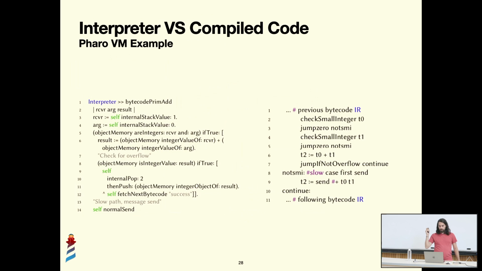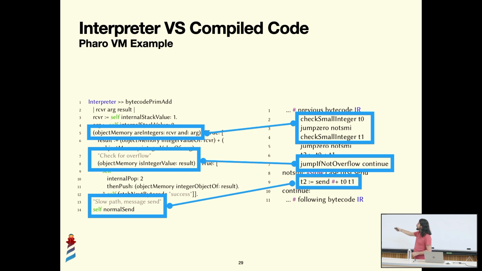How does this work? Here you have the same code as before, and here a machine code-like representation of what the compiler does for this code. You can see that actually they do the same.